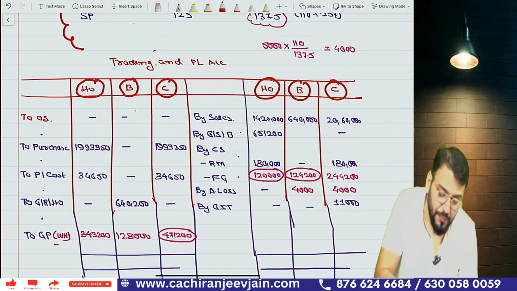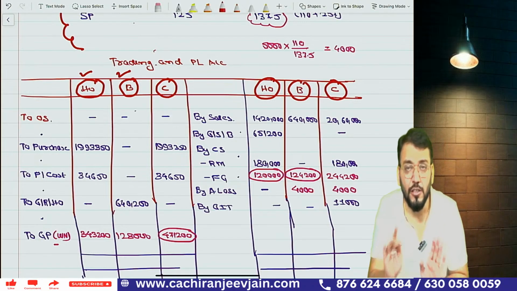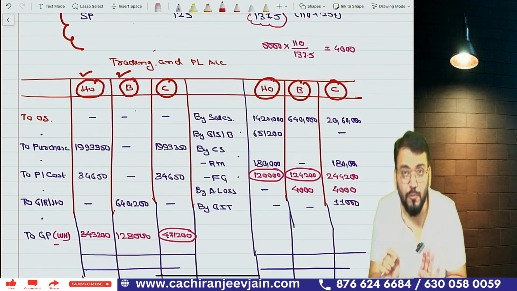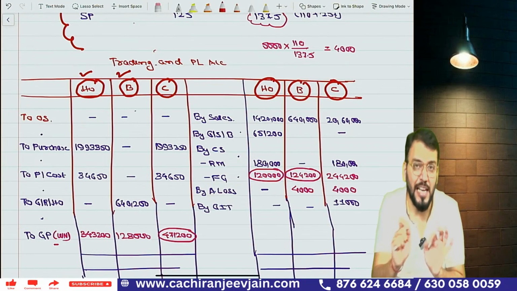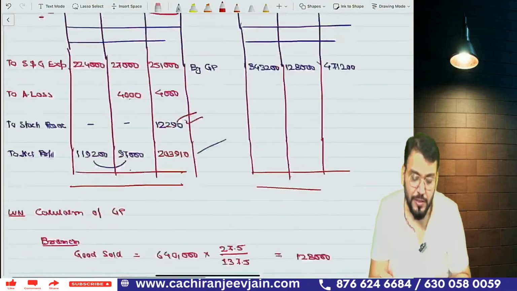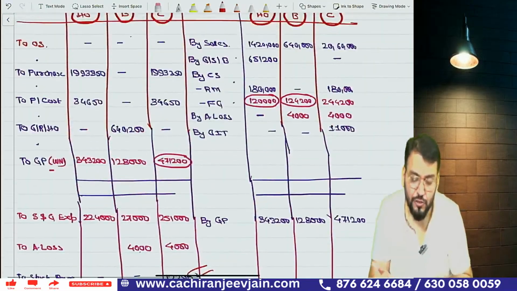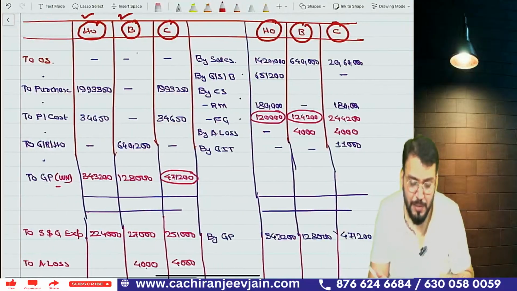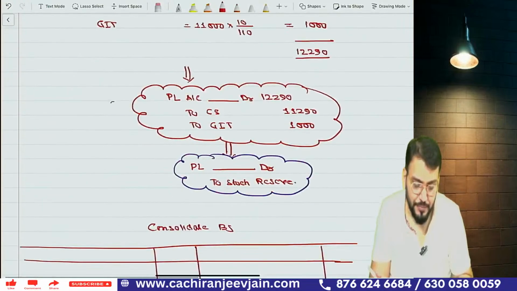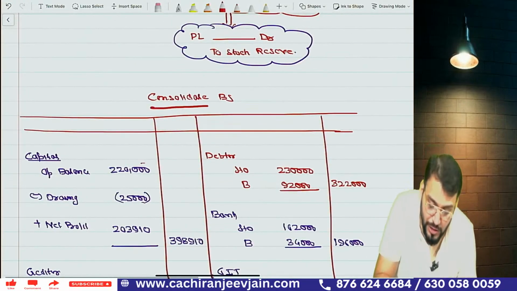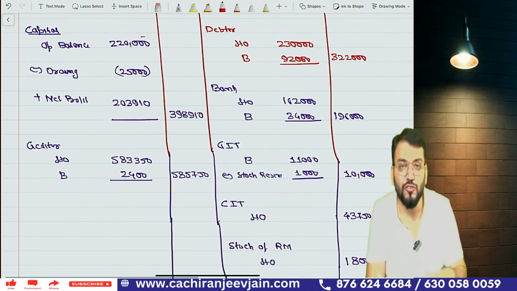First, record only HO and branch. Don't do any recording in consolidation; the consolidation column will be filled at the end. So first only fill HO and branch as per the information given in the question. Correct. Similarly, we need to prepare one balance sheet also. I have not prepared the balance sheet; I will do it on your behalf. We will prepare one consolidated balance sheet.